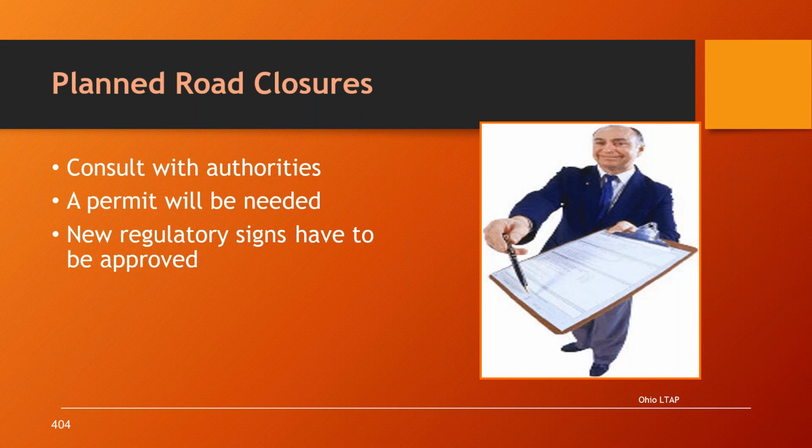And then we have planned road closures. Maybe there's a project in place where we have to close a street to get the work done. And to do that, you need to consult with the authorities who own that road, whether it be a county road where you need to get that approved by the county engineer or city engineer, or maybe the township trustees. So a permit is needed, and usually a permit is based upon an approved plan of some sort. And maybe you have to install some regulatory signs, which also need to be approved.